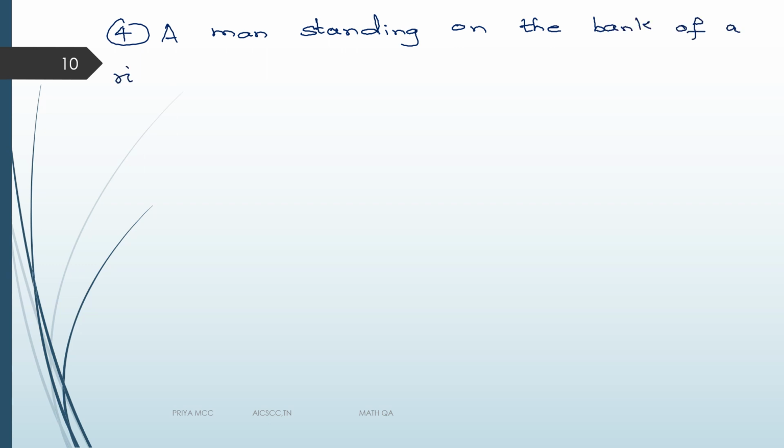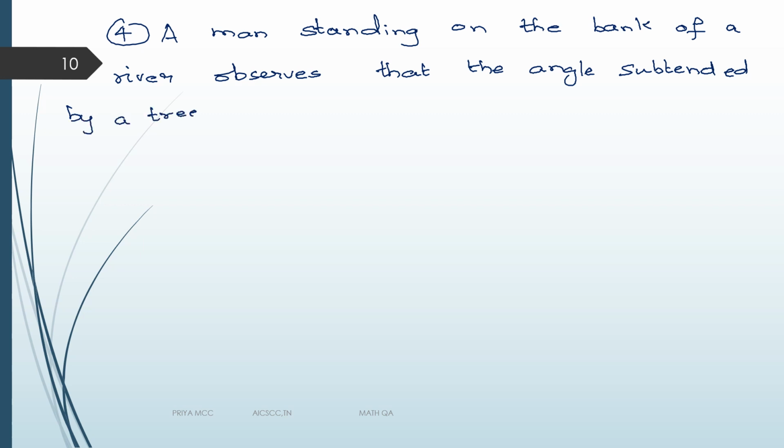A man standing at the bank of a river observes that the angle subtended by a tree on the opposite bank is 60 degrees.